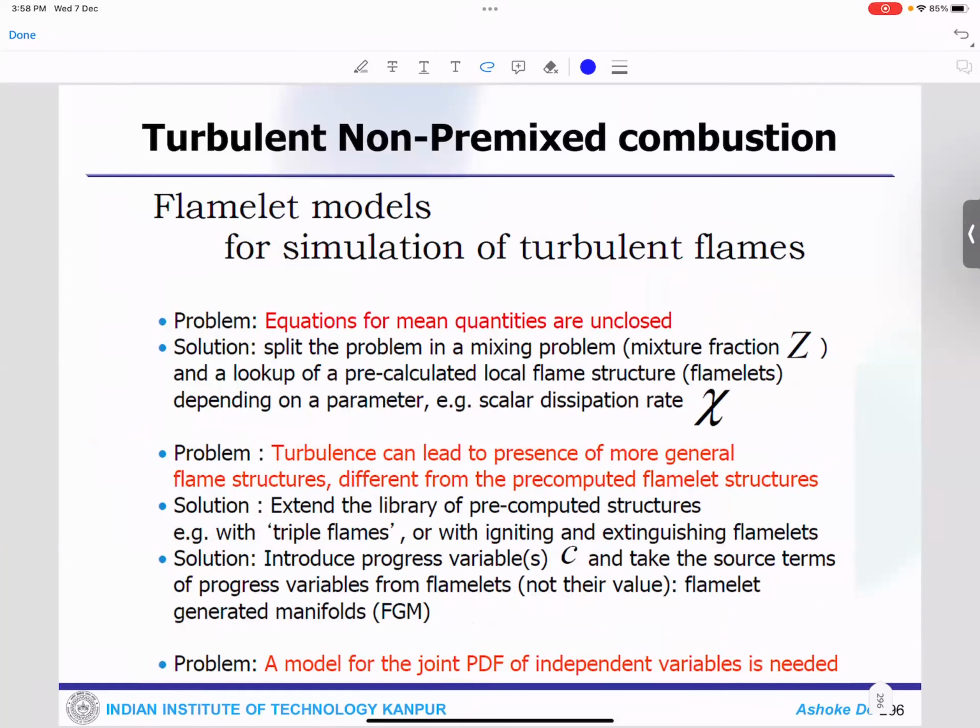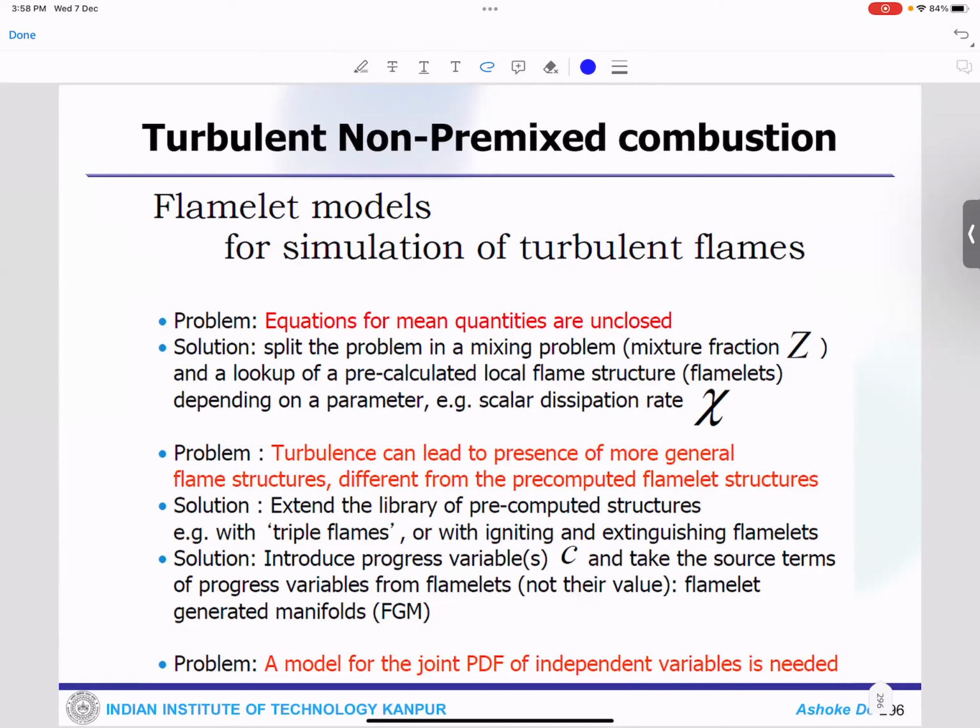Obviously, if you have some situation like equations for mean quantities are unclosed, so split the problem into mixing problem, mixture fraction, and you do the pre-computed local flame structure and using the scalar dissipation rate. So that would take care of that portion. Second, if the turbulence can lead to a presence of more general flame structure, different flame profile, pre-computed flamelet structure, extend the library for the pre-computed structure like the extinction flame, extinguishing flamelets, triple flames, things like that. Or you can introduce a new variable called the progress variable along with mixture fraction.